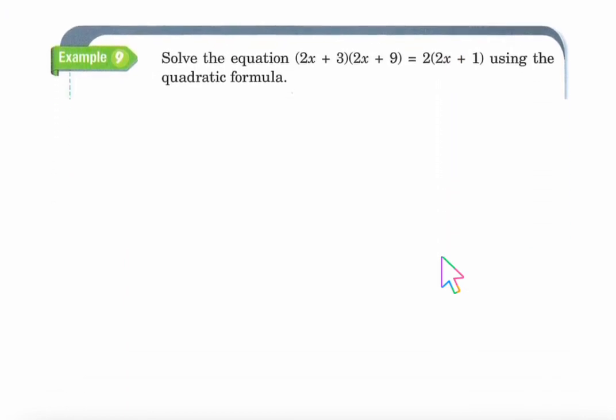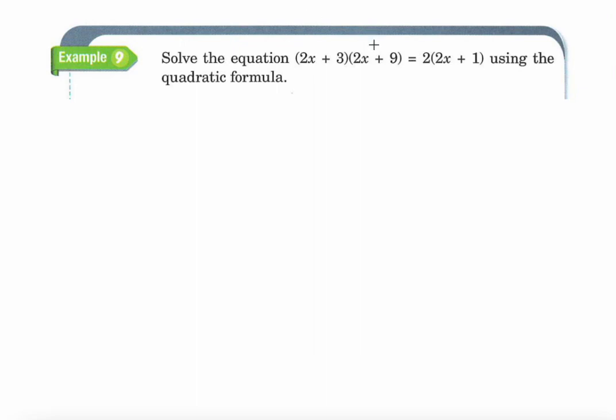Okay. Let's move on to number 9 in our book. Oh boy. Solve this equation using the quadratic formula. We are going to have to multiply this out and unravel it before we use our quadratic formula. Go ahead and pause the video and try it on your own first.